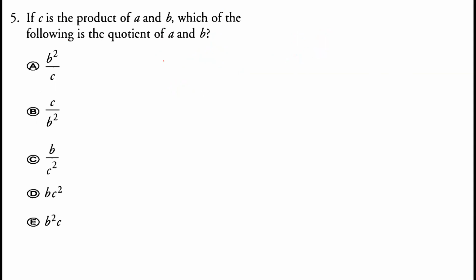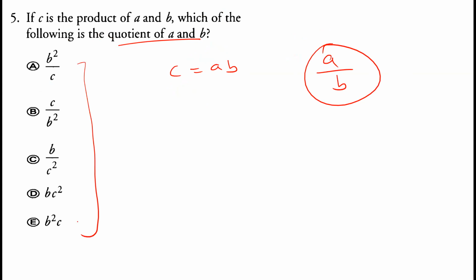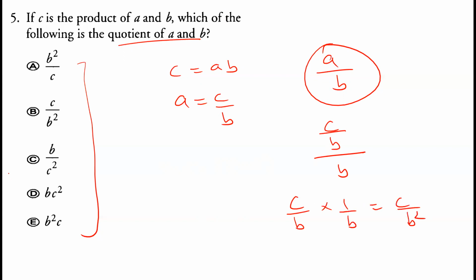Now if C is the product of A and B, which of the following is a quotient of A and B? If you look at the options closely, we don't have any A. So A equals C over B, and we need to eliminate A from here. So instead of A, we can write C over B, whole divided by B. That can be written as C over B multiplied by 1 over B. That is C over B squared. So option B is correct.